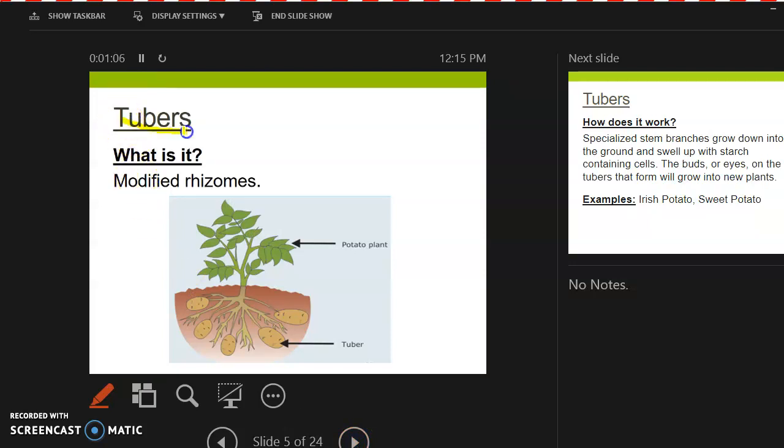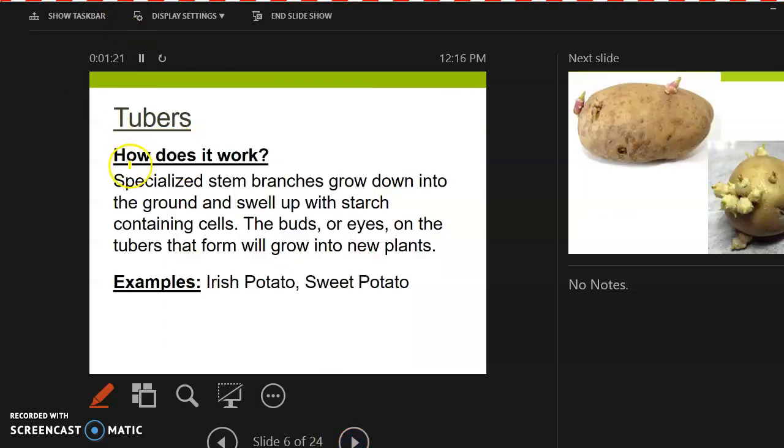So tubers. What is a tuber? It's basically a modified rhizome, okay, because you have your potato plant, it's right here, but your tuber is actually your potato. So how do tubers work? Their specialized stem branches grow down into the ground as well as swell up with starch-containing cells. So that's why potatoes are very starchy. Okay, so some examples are Irish potatoes and sweet potatoes.